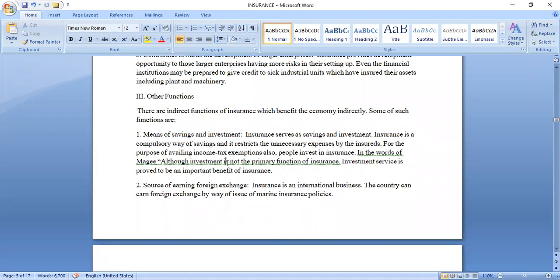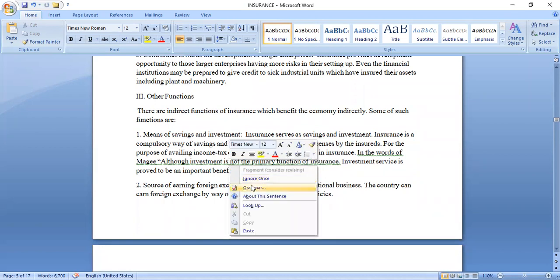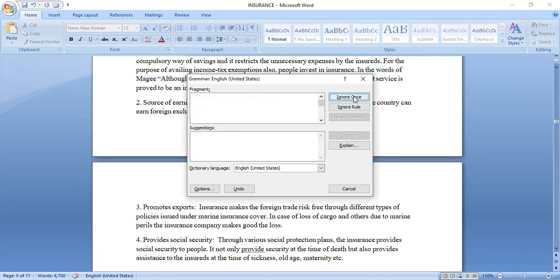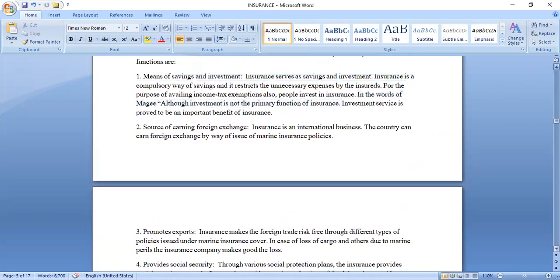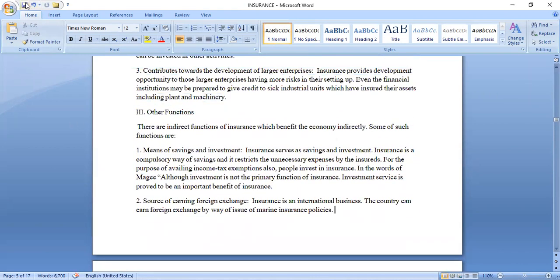Let's look at other functions of insurance. Number one is that it can be a means of savings and investment. It is actually one way of saving and investing.